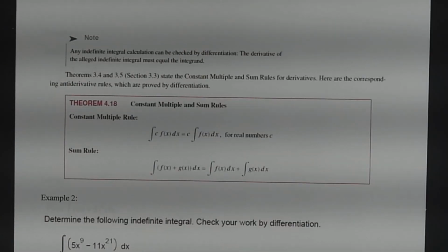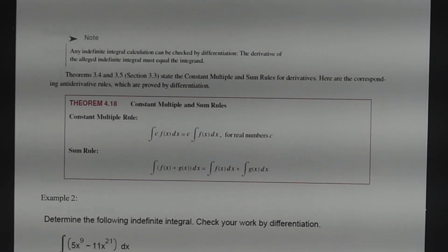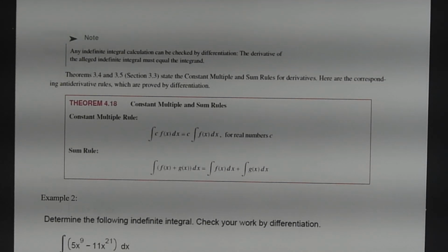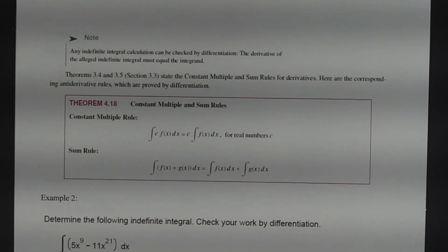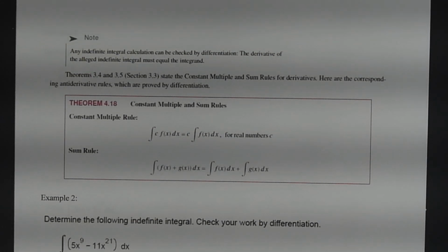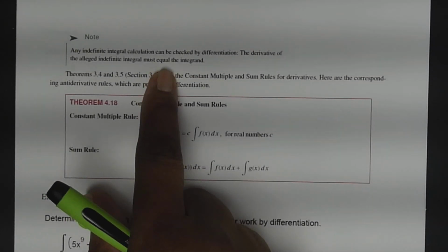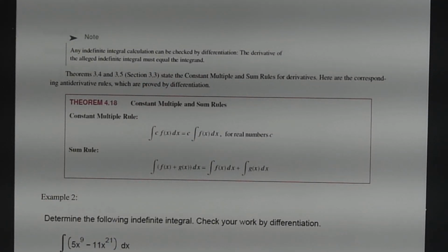Okay, now on the next page, any indefinite integral calculation can be checked by differentiation, because keep in mind, taking the derivative is the opposite of taking the integral. So that means if you want to check, you can take the derivative of what you got, and you must end up getting the integrand that you started off with. Okay?